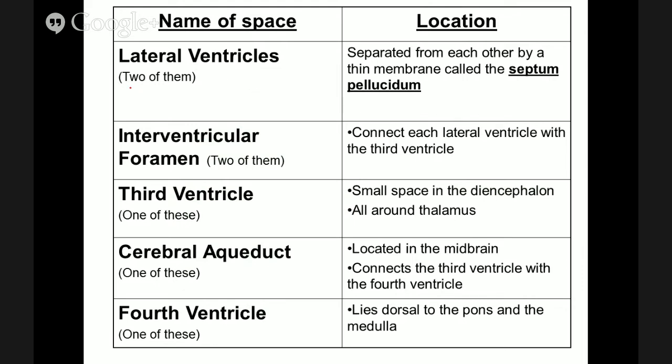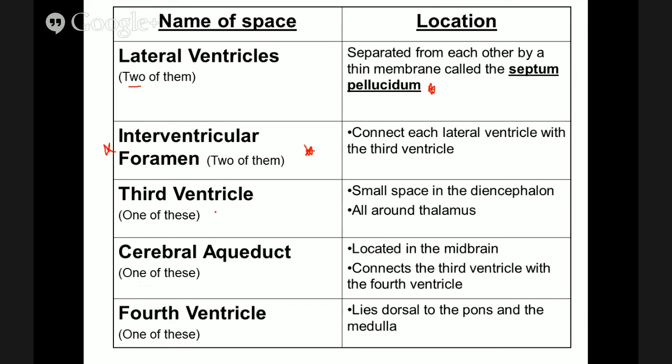So this just takes you through each of the ventricle names and tells you a little bit about them. So remember, we have 2 lateral ventricles. There's a left one and a right one, and they're separated from each other by a thin membrane that's called the septum pellucidum. Now, to connect the lateral ventricle to the third ventricle, the fluid needs to pass through this hole called the interventricular foramen. So you have an interventricular foramen connecting the right lateral ventricle to the third ventricle. You have an interventricular foramen connecting the left lateral ventricle to the third ventricle.